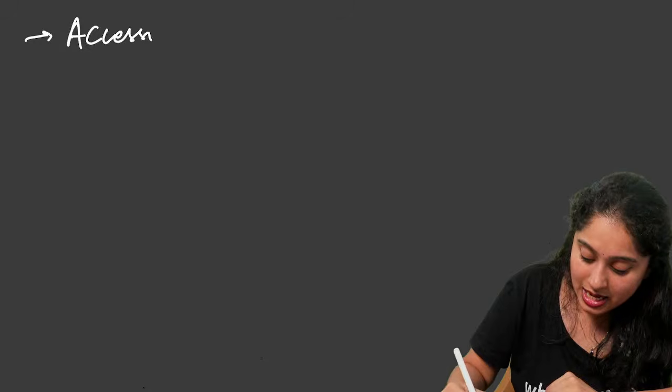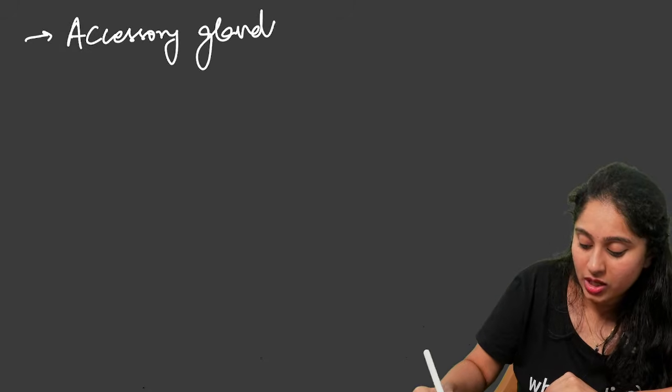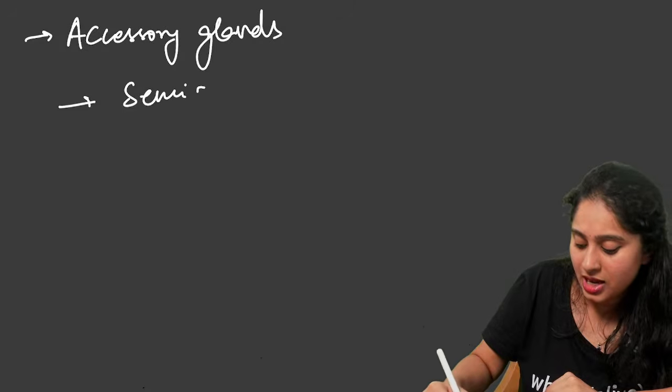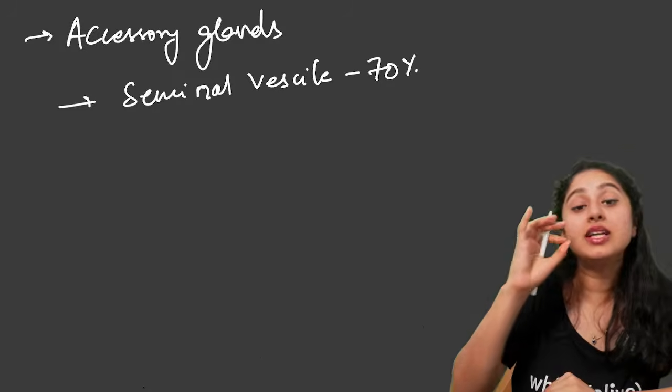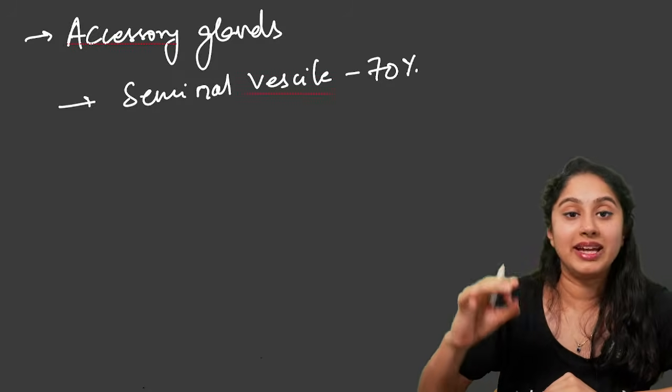All right, now coming to the glands. It's not just enough for me to deliver the sperms outside. These sperms have to be alive and maintain their nourishment until they meet the egg for fertilization, correct? So in this process, these sperms need to be nourished with secretions that come from three major glands, which make up the accessory glands. Firstly, we have the seminal vesicle, which contributes 70% of the semen or the seminal plasma.